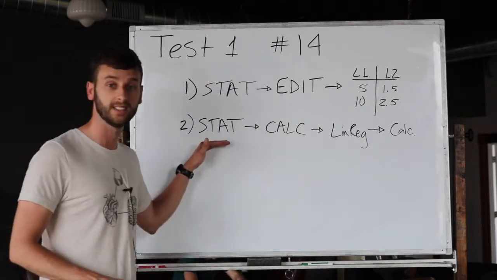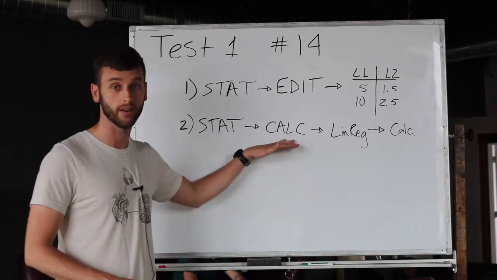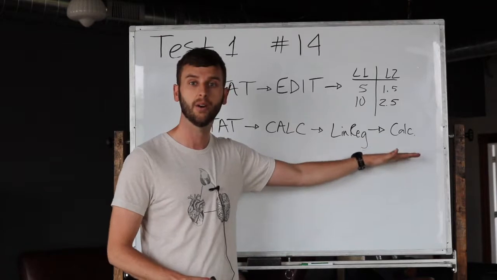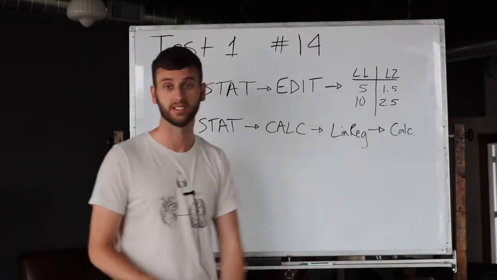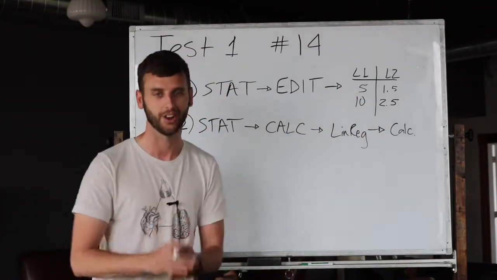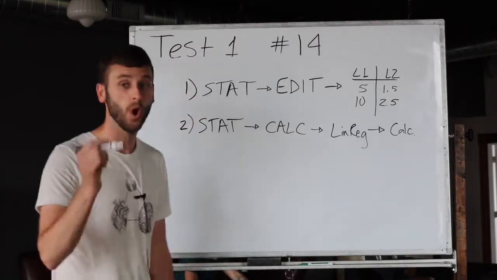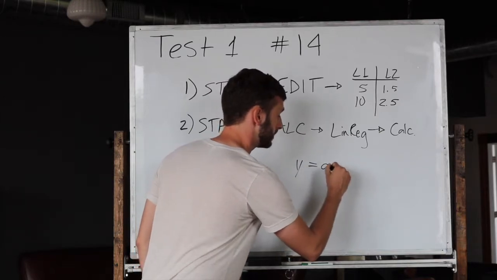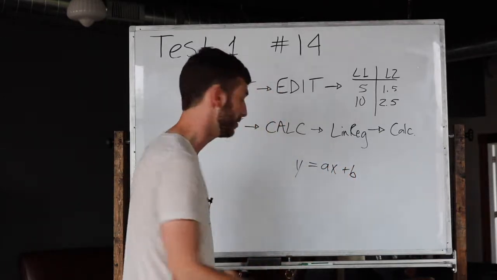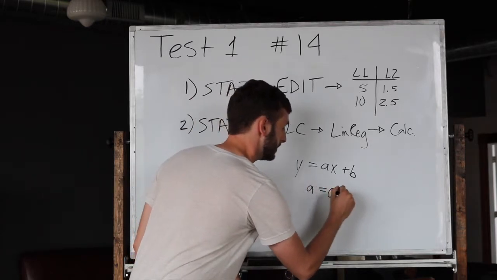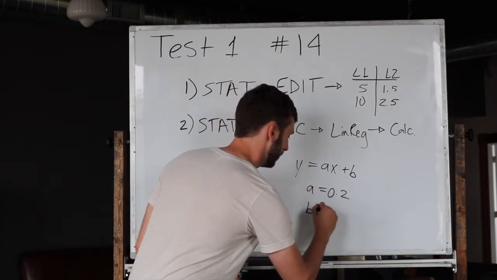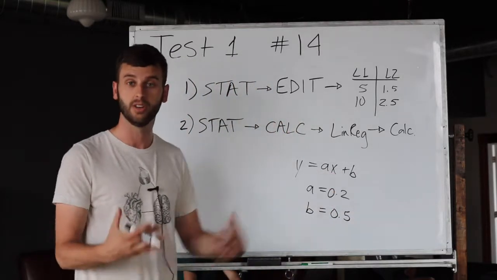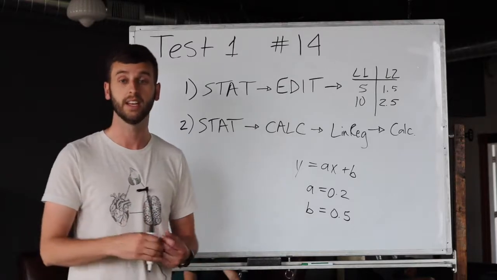Step 2, we hit Stat again. The next 2, we hit Calc. Then we hit LinReg, and our final button is Calculate. It is going to take those 2 points and it's going to spit out your answer. How good is that? So what we get is y equals ax plus b, but it tells you what a equals. 0.2 is what it'll say. 0.5 is what it'll say. You plug these in for a and b and you get your slope-intercept form and your answer is F.